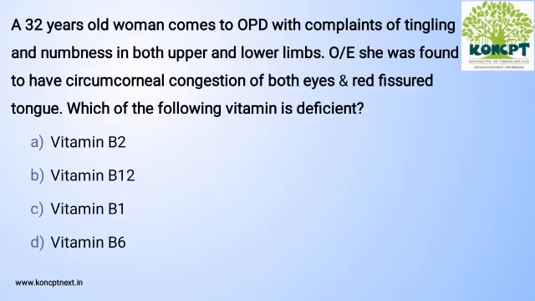And the next question: a 32 year old woman comes to the OPD with complaints of tingling and numbness in both upper and lower limbs. On examination, she was found to have circumcorneal congestion of both eyes, and a red fissured tongue is seen. Which of the following vitamins is deficient? The options are vitamin B12, vitamin B2, vitamin B1, and vitamin B6. Here the important features you can concentrate on are circumcorneal congestion and the red fissured tongue.